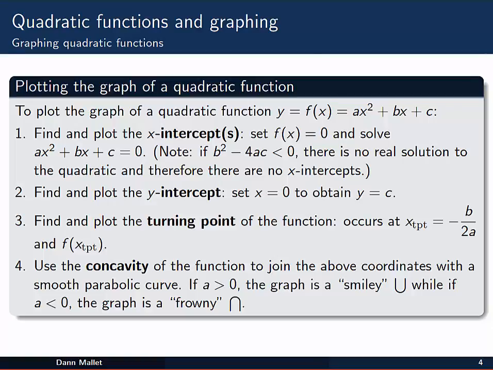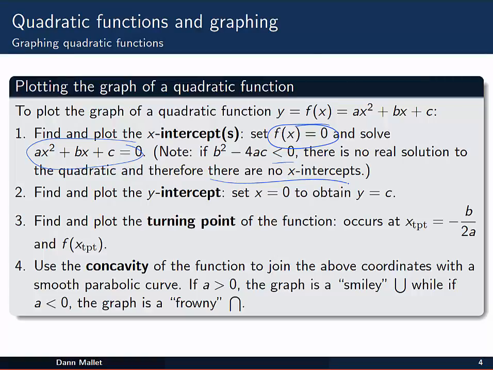First of all, we find and plot the x-intercepts, that is, the values of x at which the function value is 0. This is done by solving the quadratic itself, so we need to know how to solve quadratic equations. Something to keep in mind though is that if b squared minus 4ac, the discriminant, is less than 0, there are no real solutions to the quadratic, and this implies that there are no x-intercepts for the graph of that quadratic, although it can still be graphically drawn in the real Cartesian plane.